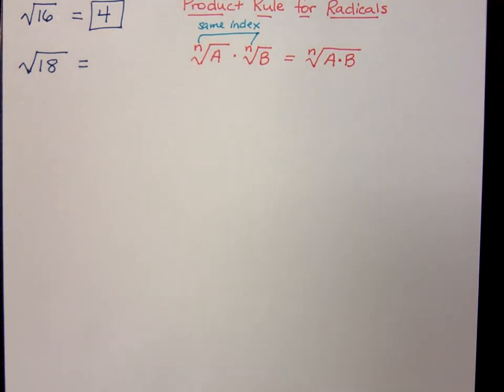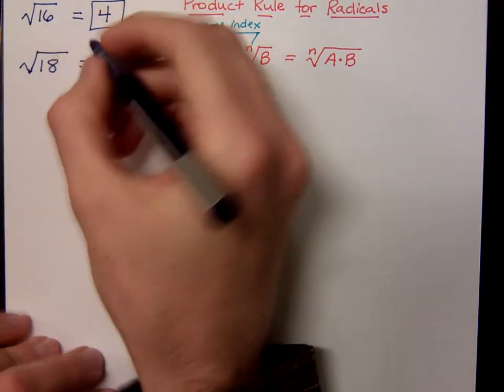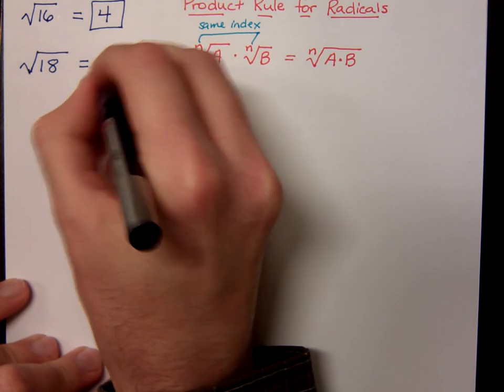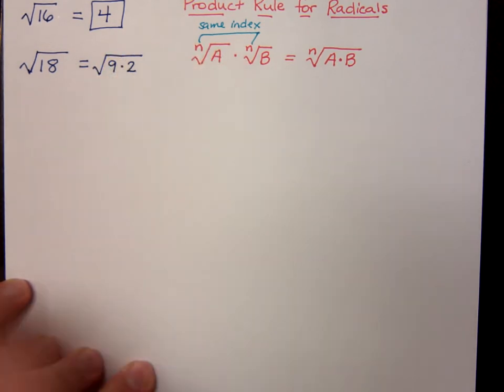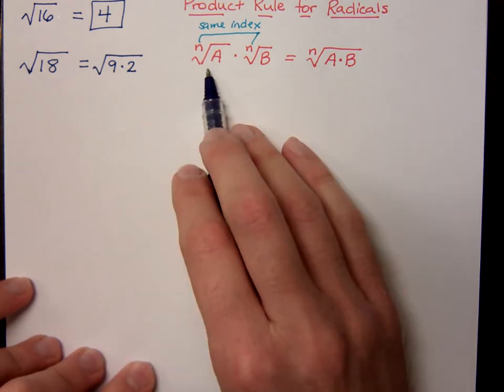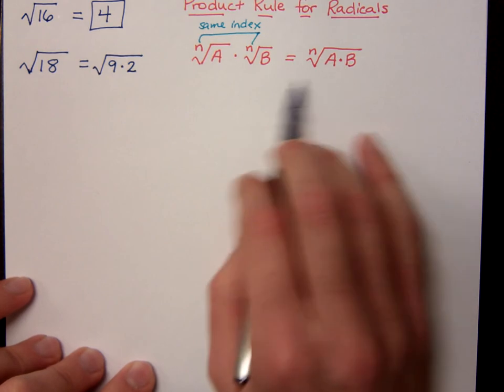You may be wondering, how does this help me in this problem? Well, when I look at the square root of 18, I can see this as the square root of 9 times 2. Do you agree? Now, this product rule can be combined as one, but it can also be split up.